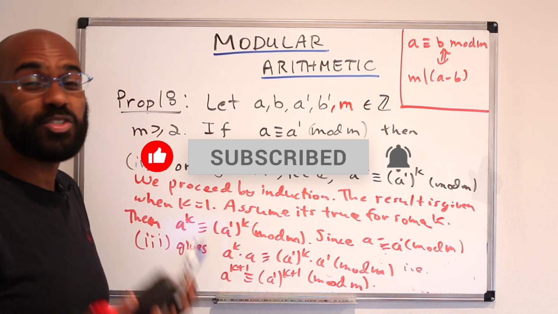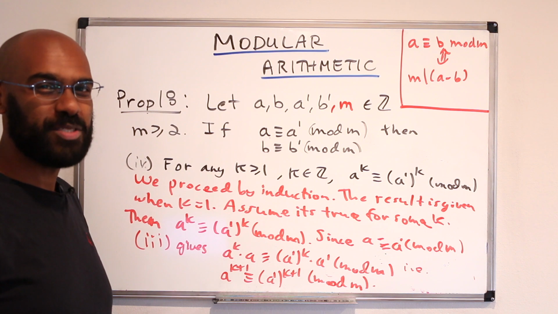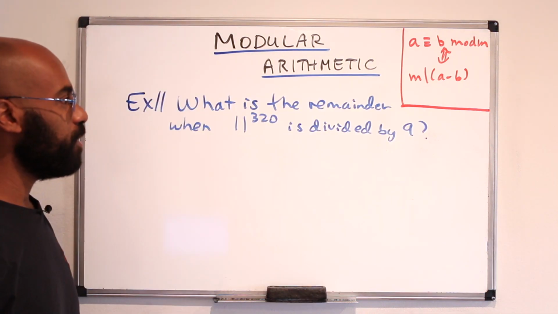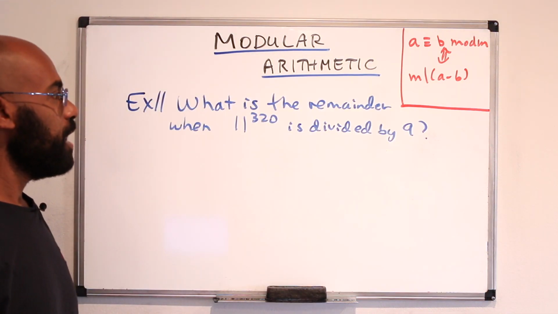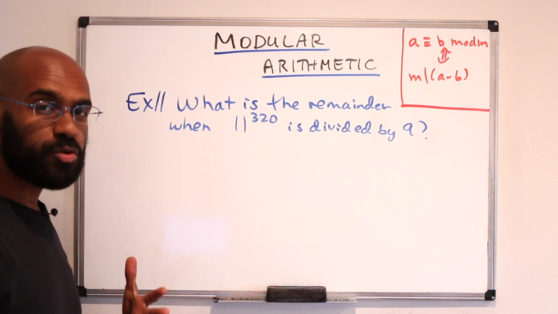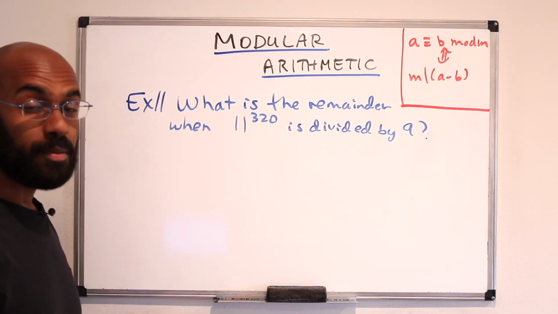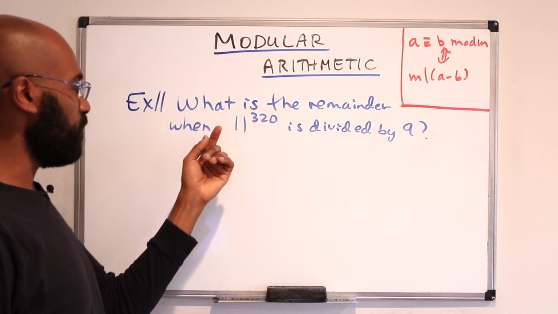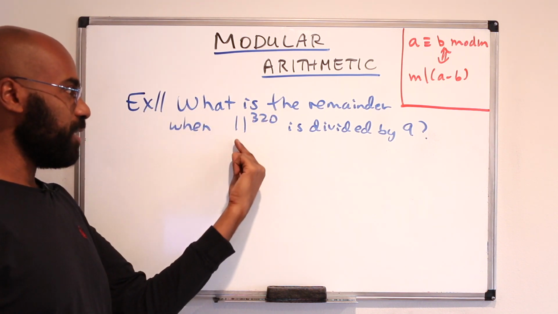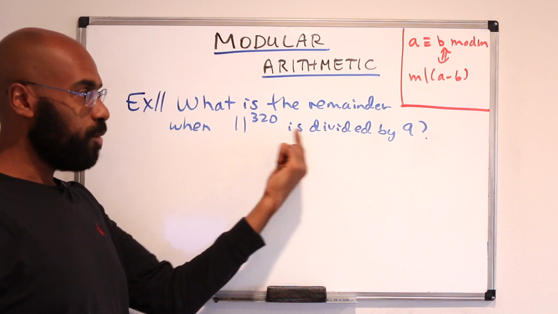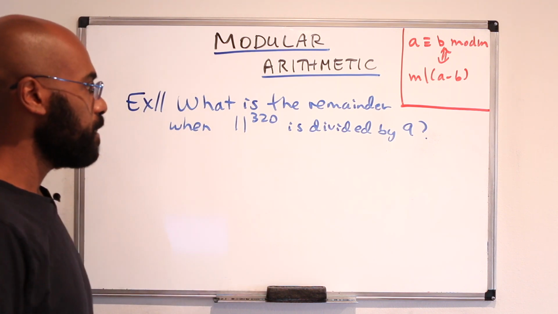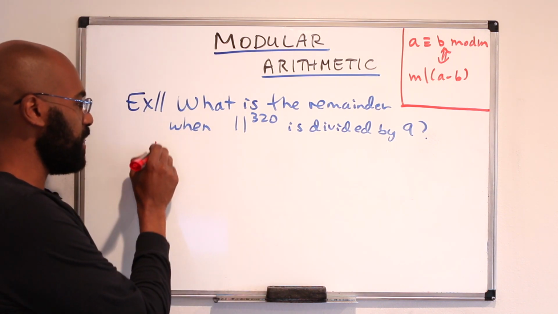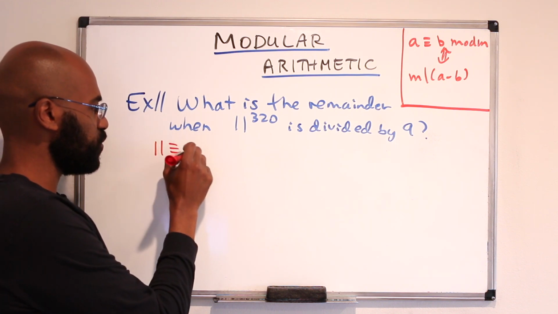Let's actually use them to do some interesting things and interesting computations. So here's a prototypical example of the type of thing that modular arithmetic can help you do that seems kind of daunting at face value, which is: what is the remainder of 11 to the exponent 320, when it's divided by 9? So we'll make the first observation that 11 is congruent to 2 mod 9.